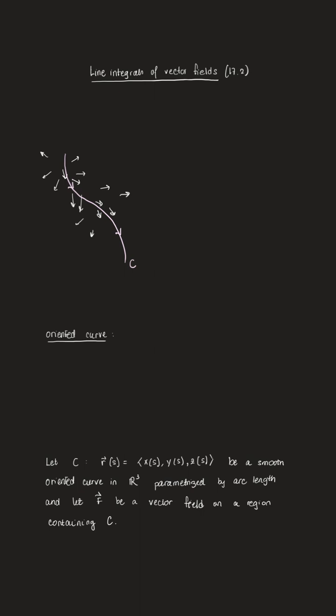So the integral that we're going to develop will be called a vector line integral, and it will measure how much the vector field points in the direction of my curve. So a vector line integral basically measures how aligned my vector field is with my curve. So let's write that down. So this measures how much the vector field points in the direction of the curve.